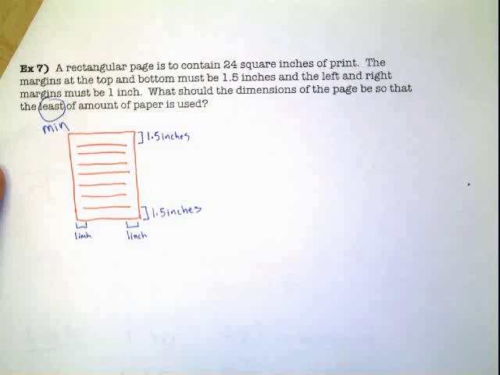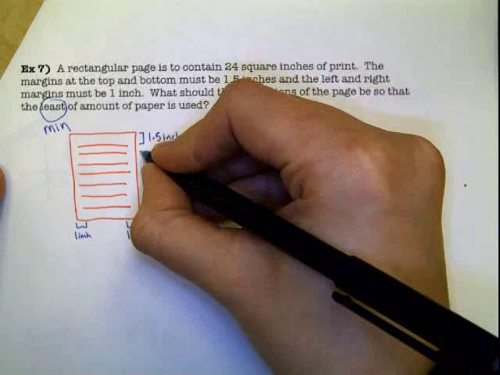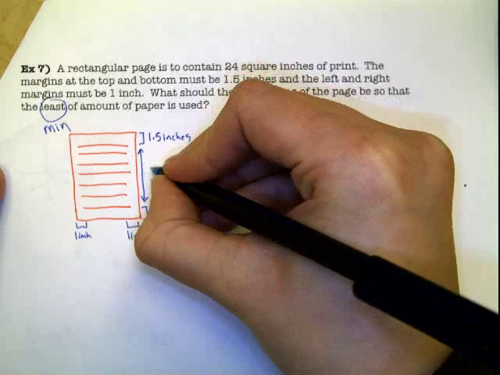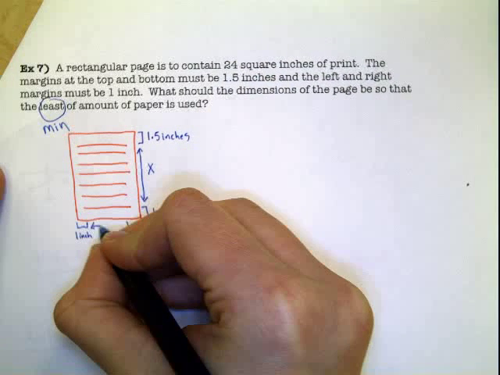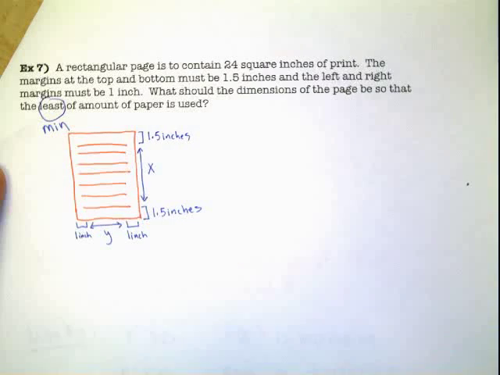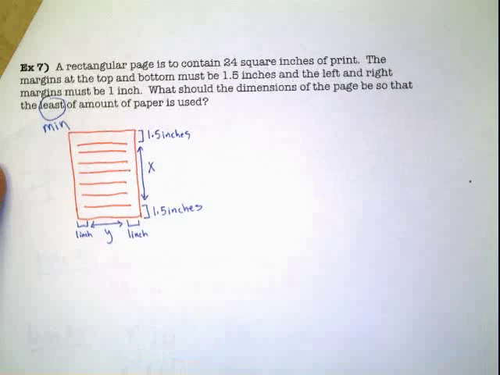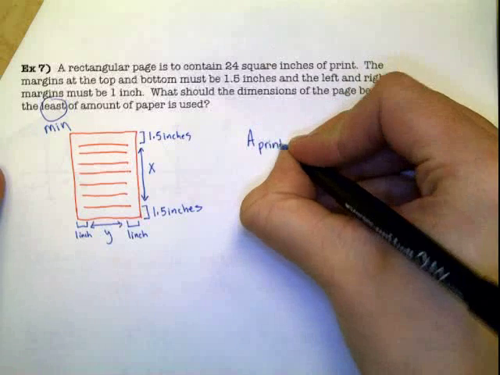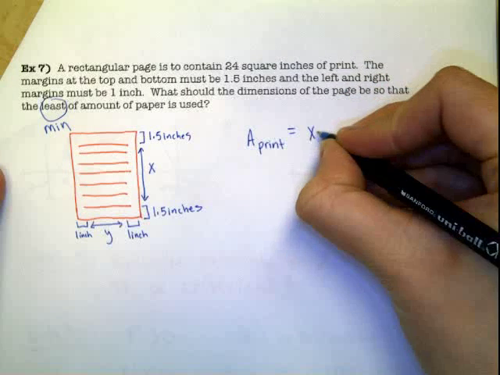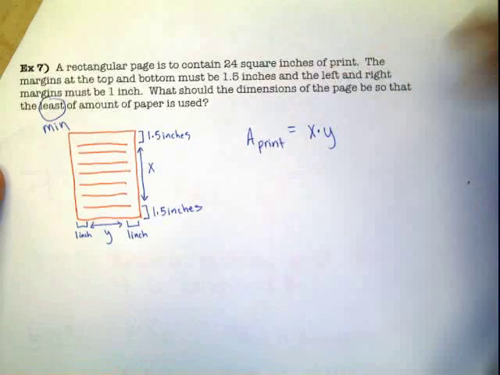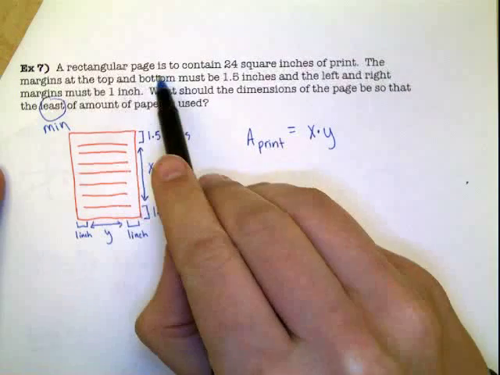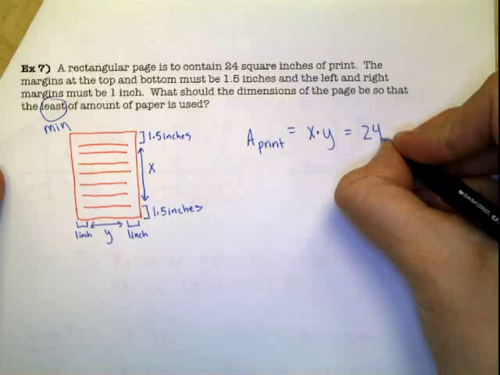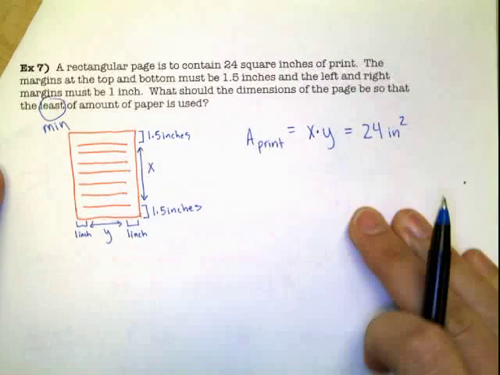So first things first, we need variables. Let's say the written piece has a dimension of x, and the written piece on the bottom has a dimension of y. You can use any variables you want, but x and y kind of makes it easy. The area of the print of the words is going to equal x times y. And according to this, the rectangular page is to contain 24 square inches of print. So this whole thing equals 24 inches squared. So there's some facts that we have right there.